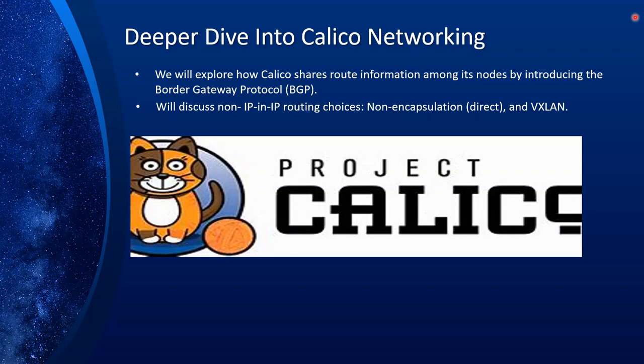That makes it actually faster. And we call it direct. There's also another option for VXLAN. If there are situations in which you can't use direct communication, or you can't use IP and IP routing, then VXLAN is another option. It's kind of similar to Flannel that we've discussed in the previous presentation.